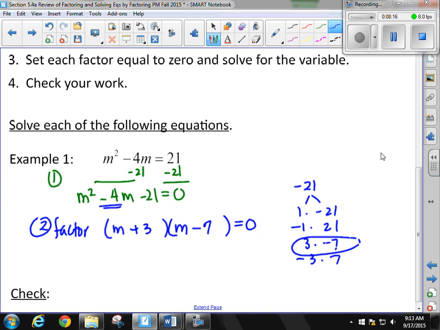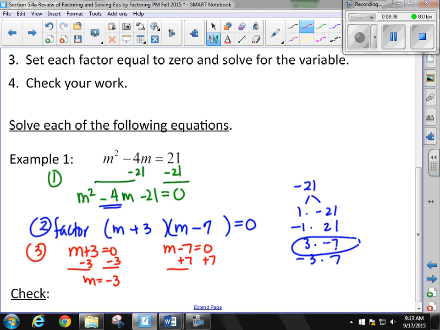Step 3 says to set each factor equal to 0. So m + 3 = 0, m - 7 = 0, and solve for the variable. If I subtract 3 from each side, I get m = -3. Add 7 to each side, and I get m = 7. And then check your work.